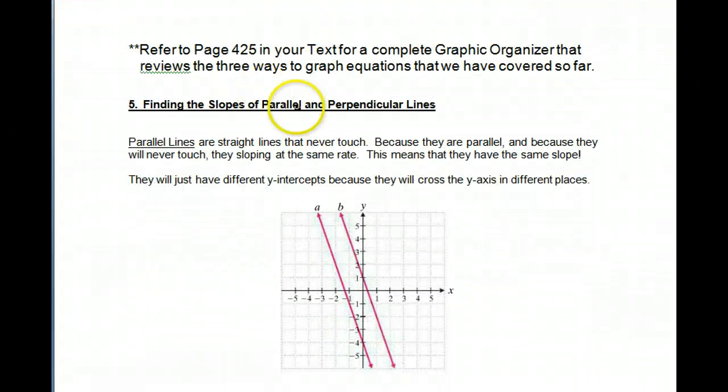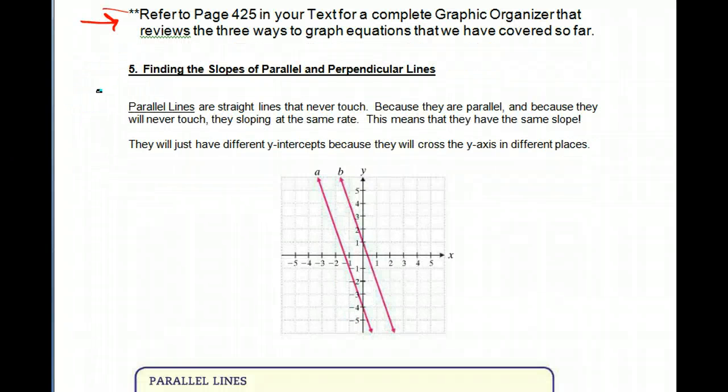Your textbook on page 425 has a really great graphic organizer that reviews the 3 ways to graph equations that we've covered so far. The graphic organizer was too big for me to copy and paste and include in the study guide, so I wanted to just point out to you that it's in there.